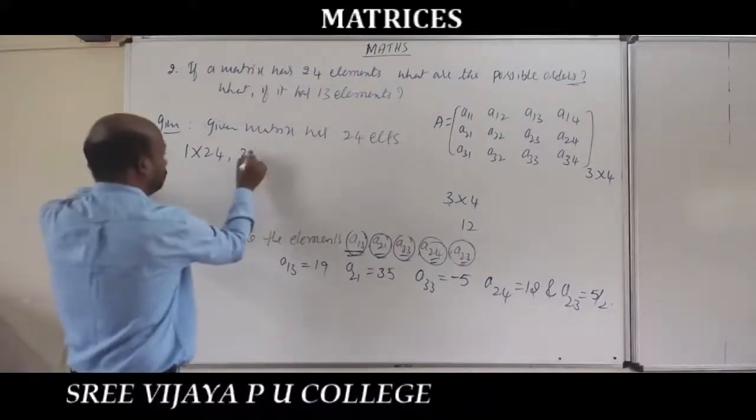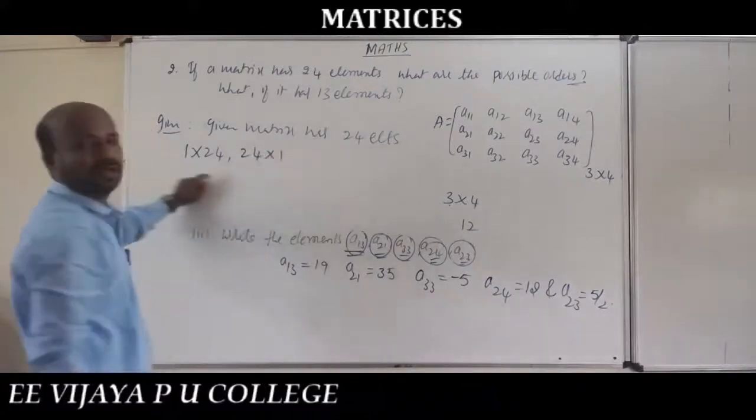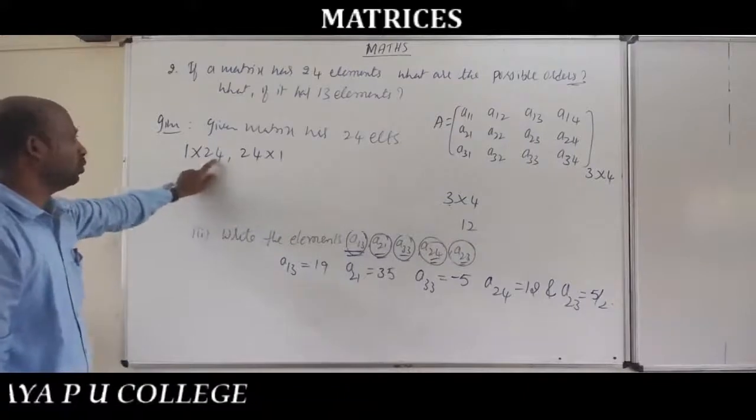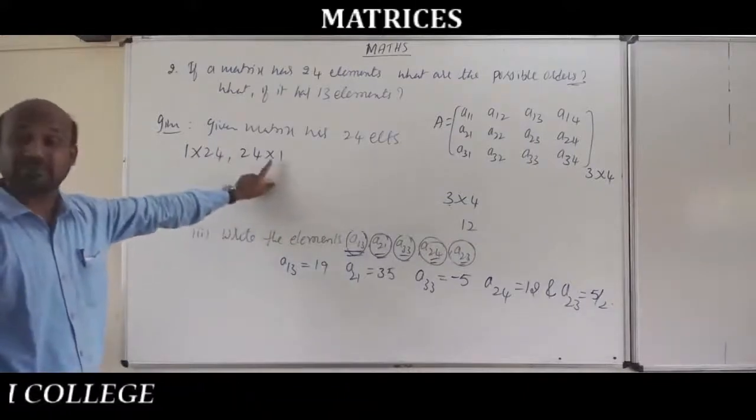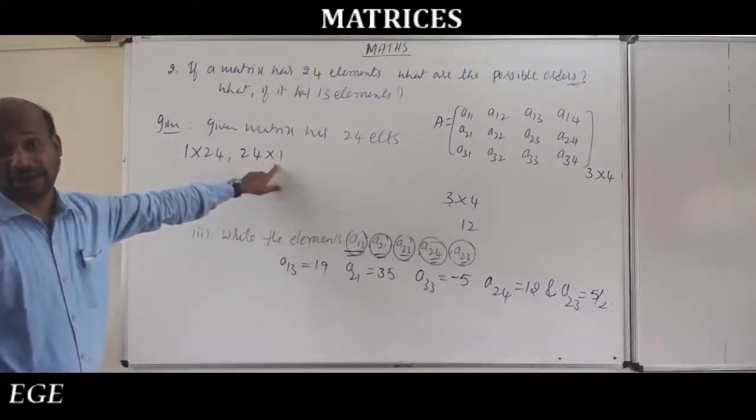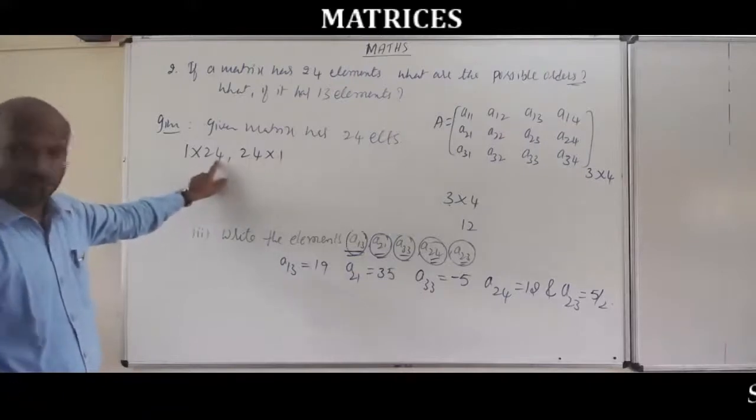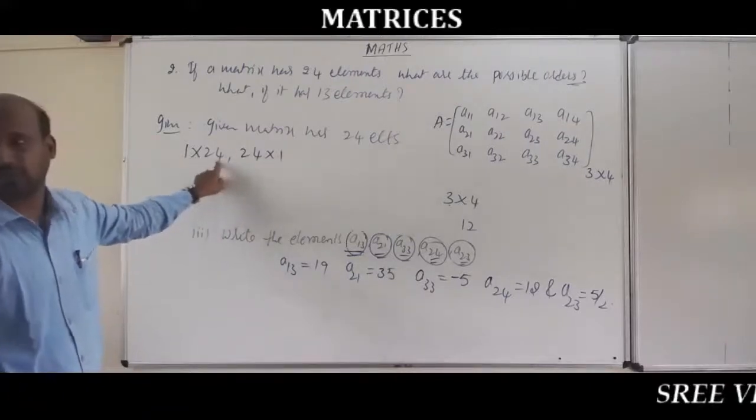Another option, 24 into 1. So 1 row, 24 columns, or 24 rows but 1 column. Orders. Now 24 into 1 is 24, so 1 into 24 is also 24.